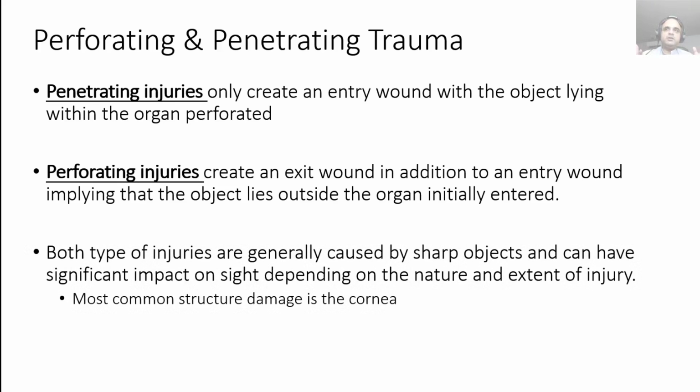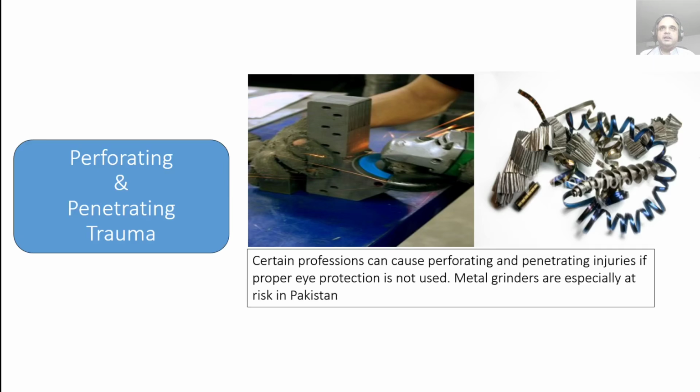They are usually again caused by sharp objects or objects that have a high velocity or a lot of force behind them. And because the cornea is right in front, the cornea is the most common structure that is damaged, and obviously the amount of other damage to the eye would depend upon how far the object has traveled within the eye and whether or not it has exited the eye. So these are the most common things, in addition to household things, that can cause a perforating or a penetrating trauma. And metal grinders in Pakistan are at a very high risk simply because they don't wear eye protection.